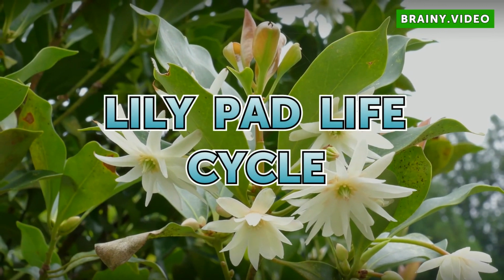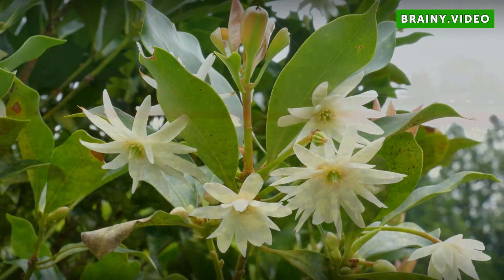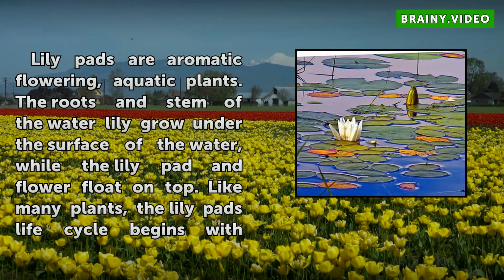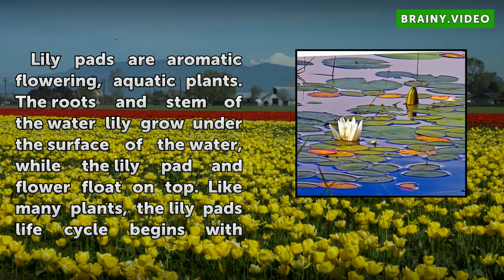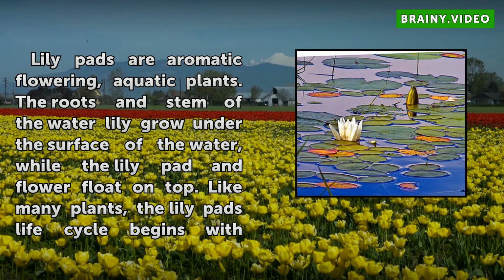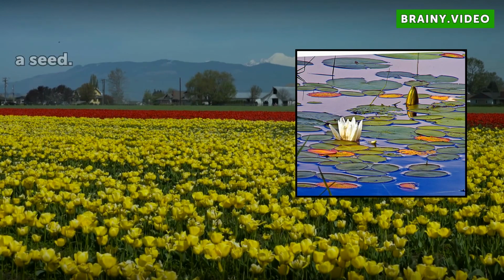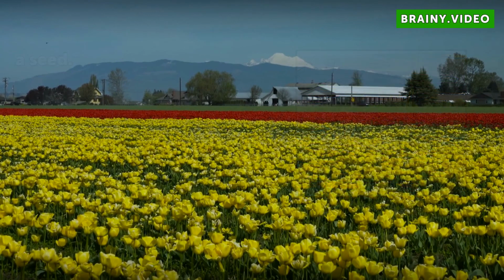Lily pad life cycle. Lily pads are aromatic flowering, aquatic plants. The roots and stem of the water lily grow under the surface of the water, while the lily pad and flower float on top. Like many plants, the lily pad's life cycle begins with a seed.